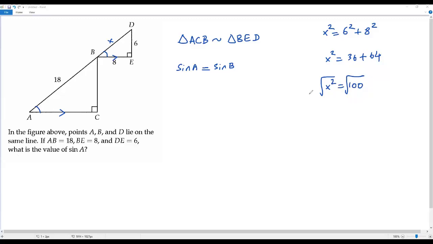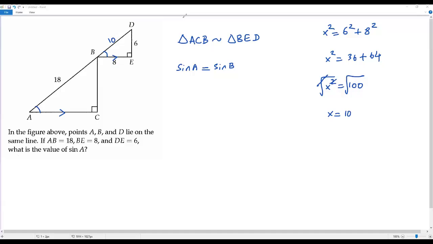But here x represents the length of the hypotenuse. The length of a hypotenuse cannot be negative, so we don't have to consider the positive or negative sign. We can keep it as it is. Here on the left side, the square root will cancel out. x equals the square root of 100, which is just 10. Okay, now I got the length of the hypotenuse over here, that is 10.